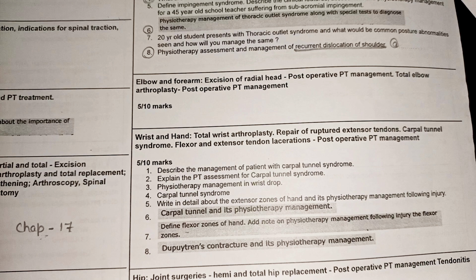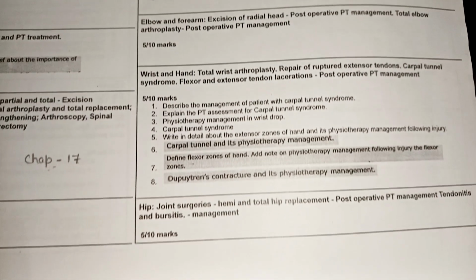Fifth one, write in detail about the extensor zones of hand and its PT management following injury. Sixth one, carpal tunnel syndrome and its PT management. Seventh one, define flexor zones of hand and add a note on PT management following injury of the flexor zones. Eighth one, Dupuytren contracture and its PT management. Next topic is related to hip.